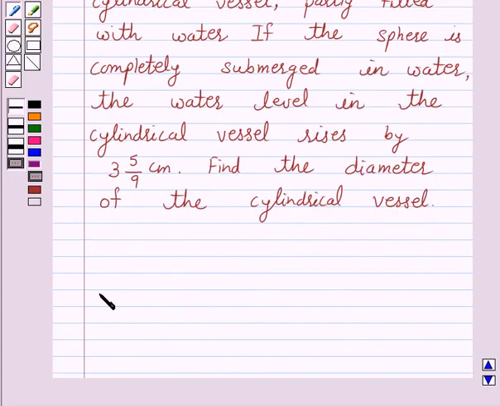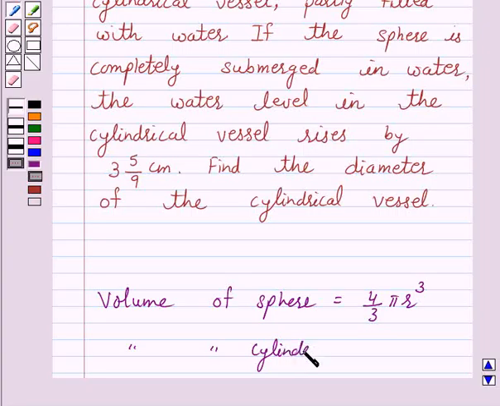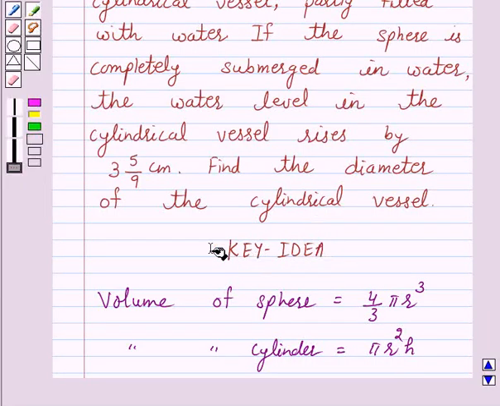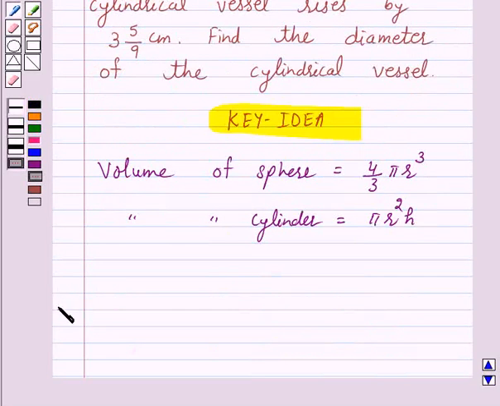Now we know that the volume of a sphere is equal to 4 over 3 pi r cube, where r is the radius of the sphere, and the volume of a cylinder is equal to pi r square h, where r is the radius of the base of the cylinder and h is the height of the cylinder. So this is a key idea behind our question. We will take the help of this key idea to solve the above question. So let's start the solution.